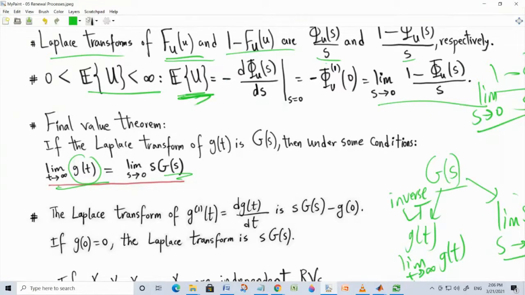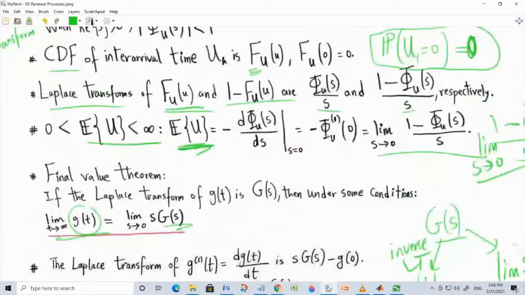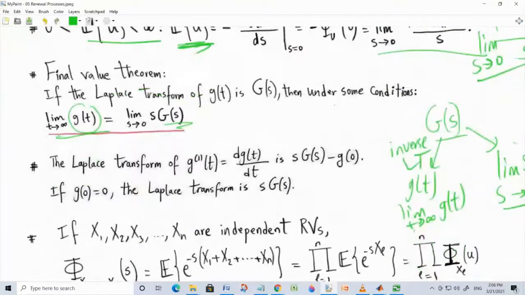Okay, so the focus is basically renewal processes, not the Laplace transform itself. For the Laplace transform of an integral, you divide by s. The Laplace transform of a derivative is that you multiply by s and then subtract the initial value. If the initial value is 0, then the Laplace transform of the derivative is the original Laplace transform multiplied by s.